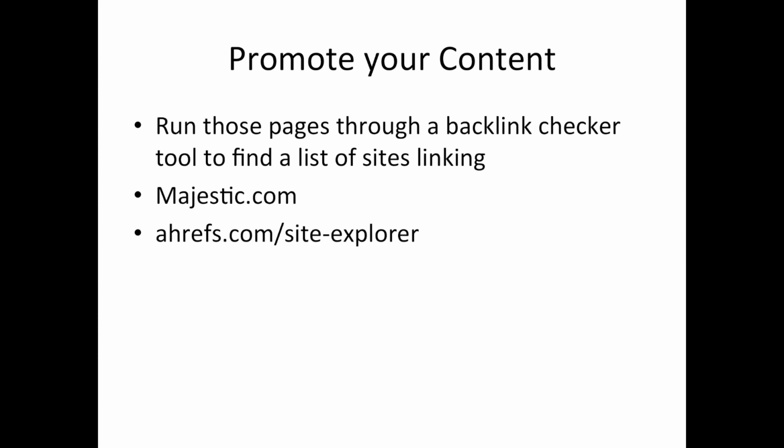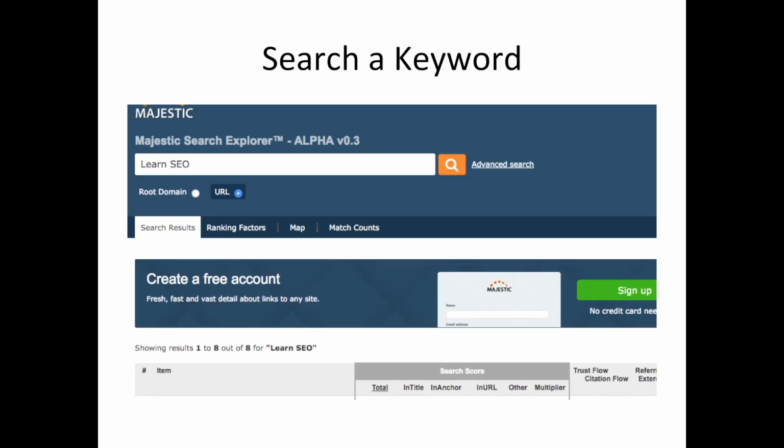You take those articles that have a lot of backlinks within your industry that already exist, and then you take that article's website address or URL and you put it through a backlink checker tool to see what sites exactly are backlinking to that article. Sites like Majestic.com or ahrefs.com, Site Explorer can also tell you which sites are backlinking to that specific article within your niche. For example, you can go to Majestic, you type in learn SEO.